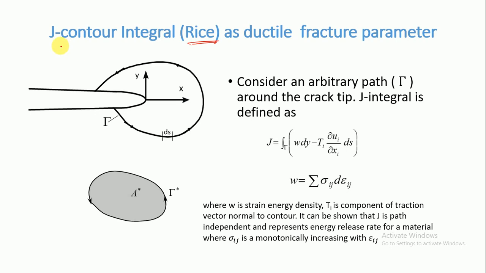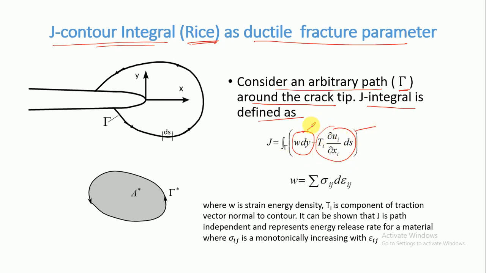Rice introduced the J contour integral method to model ductile fracture. Basically, around the crack tip, gamma is an arbitrary path around the crack tip. The J integral is defined as an integration of strain energy and traction. Ti is the traction component and ds is the small increment along the path.